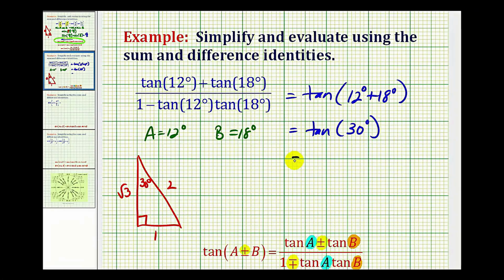The tangent of 30 degrees is going to be equal to the ratio of the opposite side to the adjacent side. So we'll have 1 to square root 3. We'll go ahead and rationalize this. So this simplifies to square root 3 over 3. We'll take a look at some additional simplifying examples in the next video where we use the identities in the opposite direction.